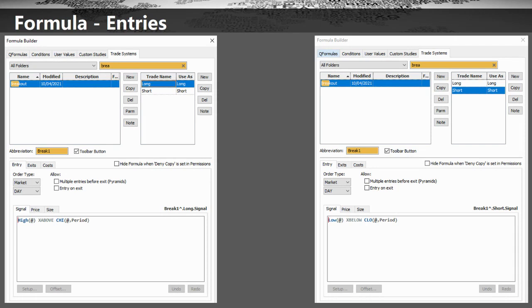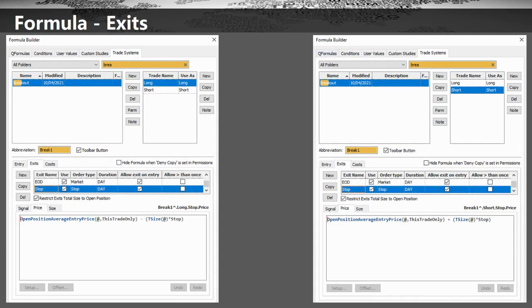Here we use a very simple entry, which is the break of the upper band for the longs and the break of the lower band for the shorts. The upper band is defined as the highest high over a certain period or number of bars, and the lower band is defined as the lowest low over a certain period or number of bars.